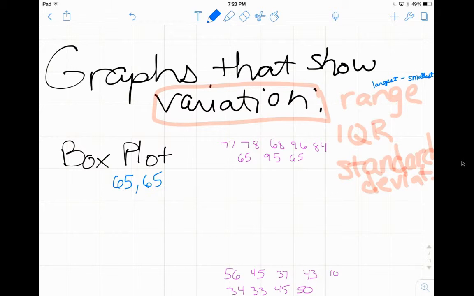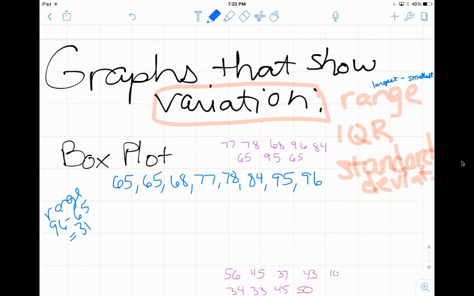65, and another 65, and then a 68, 77, 78, 84, 95, and 96. So now these are in order, so we can definitely tell that the range on here is definitely 96 minus 65, which is 31.